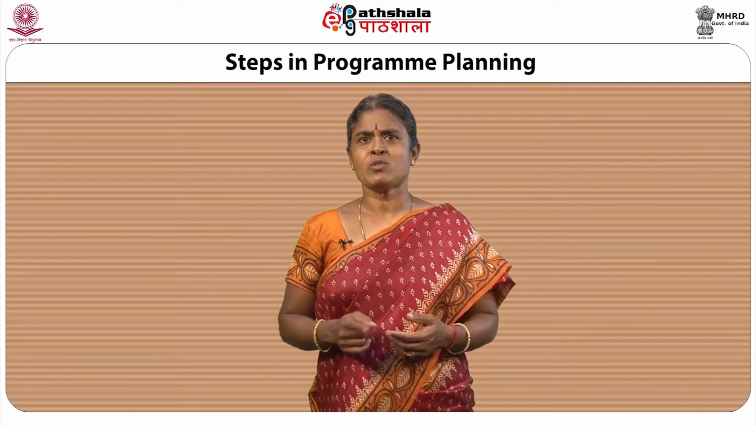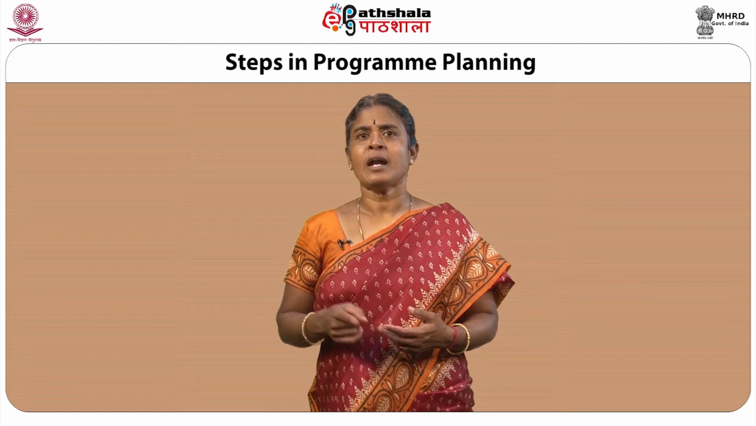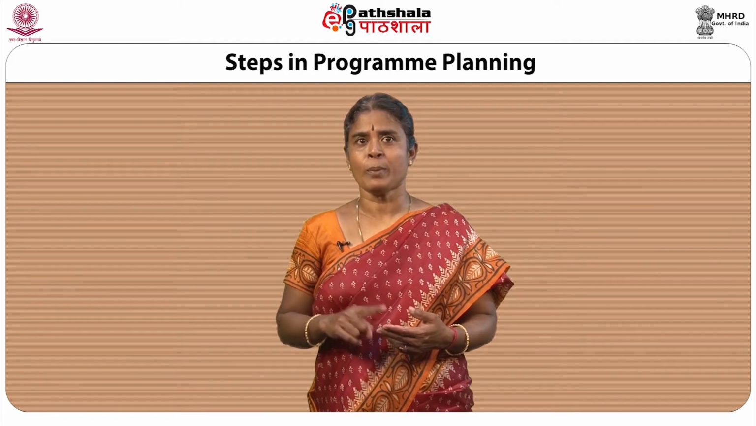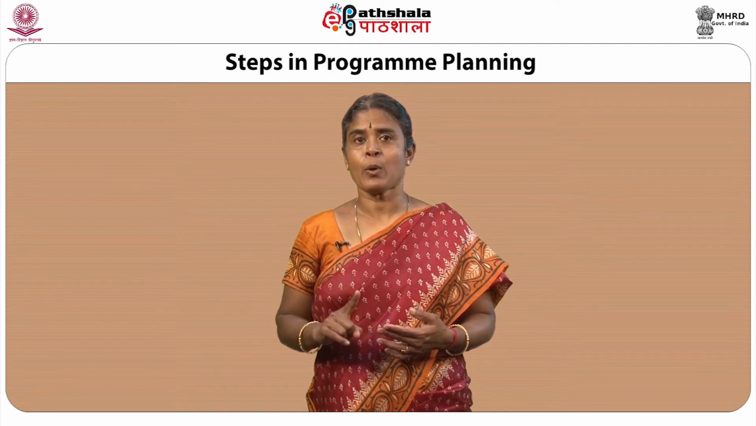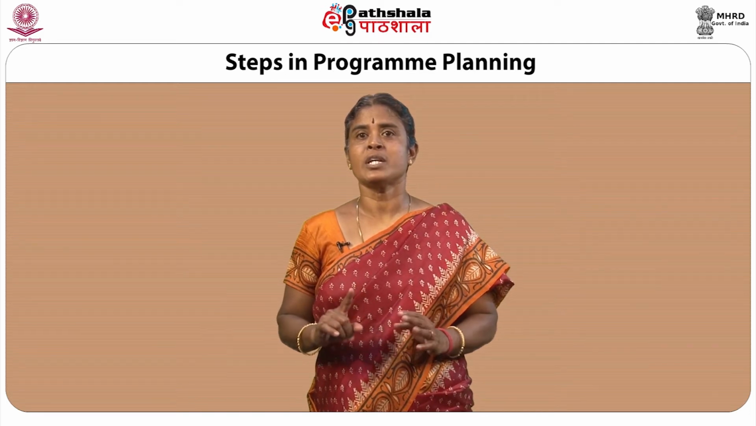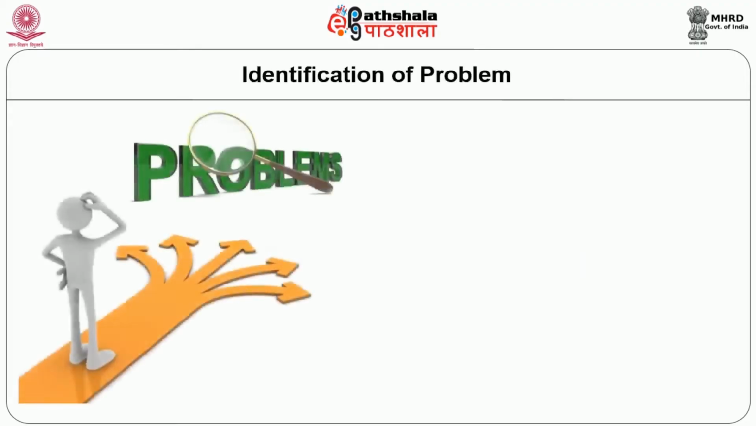Okay, then what have you understood from this? So some problems can be solved by the villagers themselves. Then another thing is they need community cooperation, but not outsider assistance. For some problems, they need outsiders' support and assistance. Is it clear? Next part is identification of the problem.